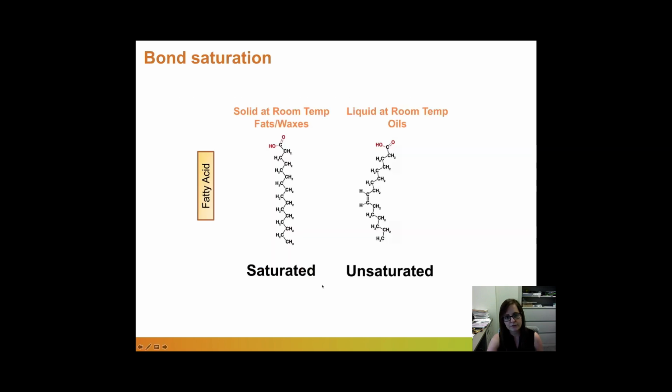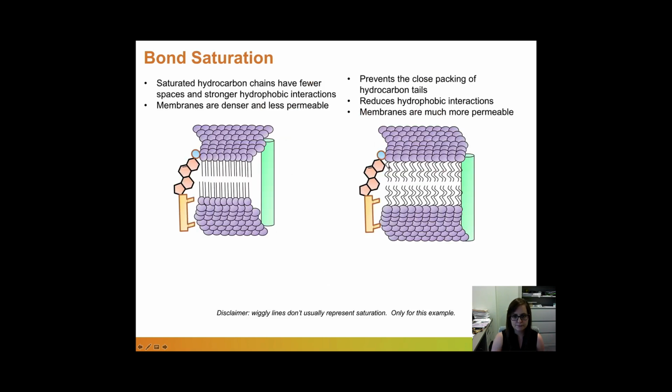So let's review bond saturation. Here is an example of a fatty acid, and this fatty acid is saturated, which means there are no double bonds in it, because each carbon is saturated with hydrogens. So this is a straight tail. And then here is an unsaturated fatty acid in which two of the carbons are double bonded to each other. What this does is create a kink in the fatty acid, so this one is going to be bent a little bit.